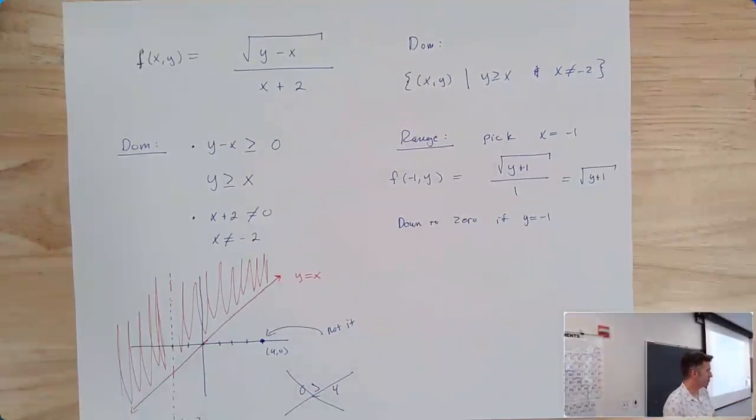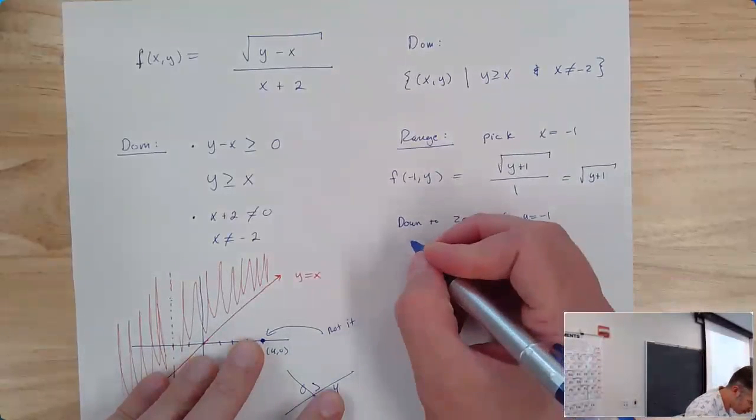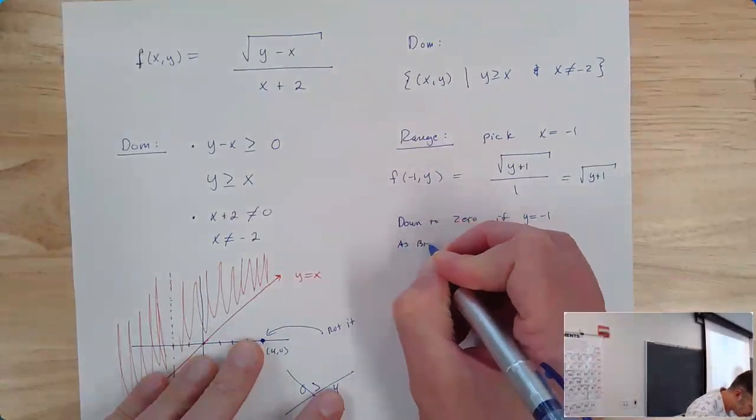How big does it get? That's kind of a dumb question because the answer is as big as you want. I should really ask, is there a bound on how big? Right, there's no bound. If you pick bigger and bigger y values, you get bigger and bigger output values. So down to 0 if y equals -1 and as big as we want.